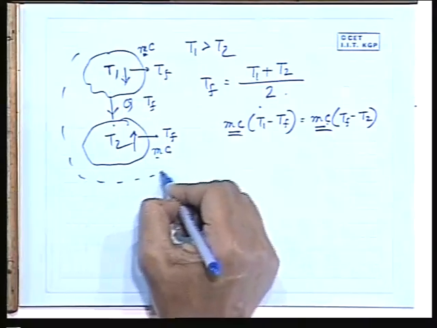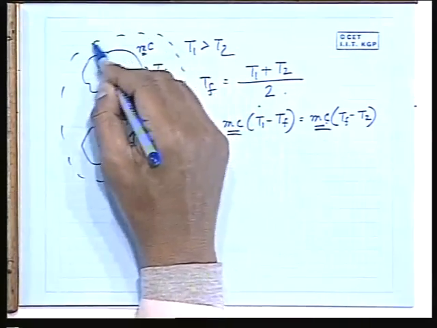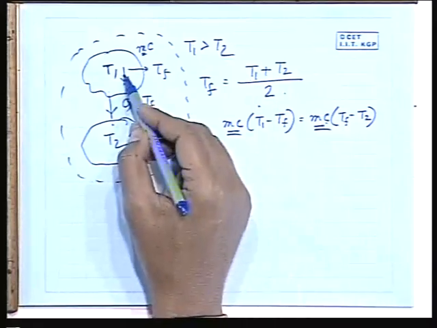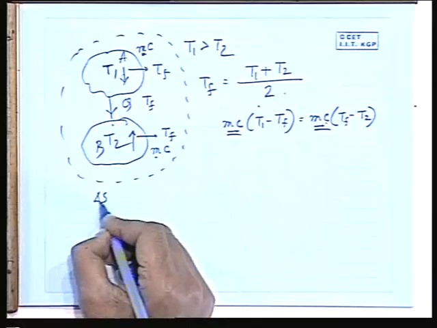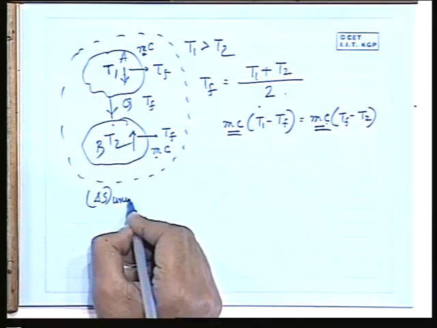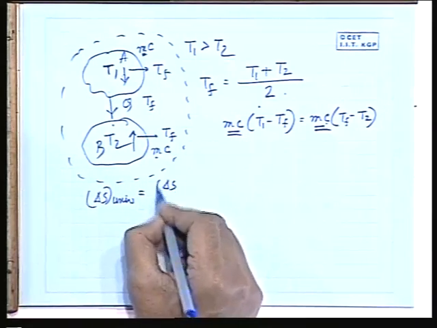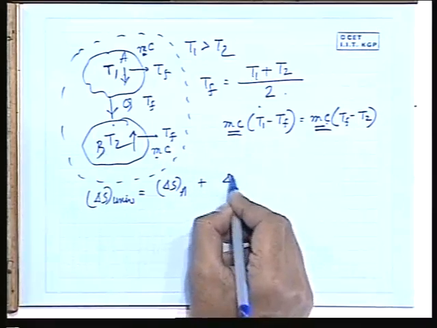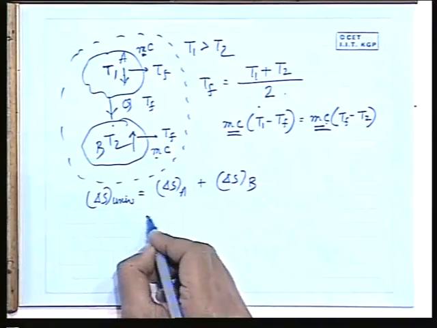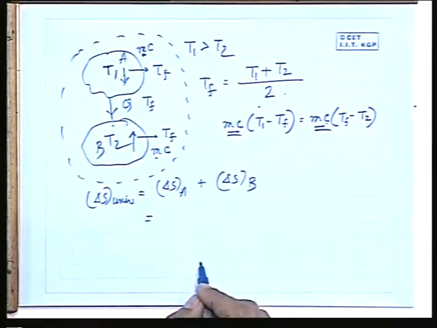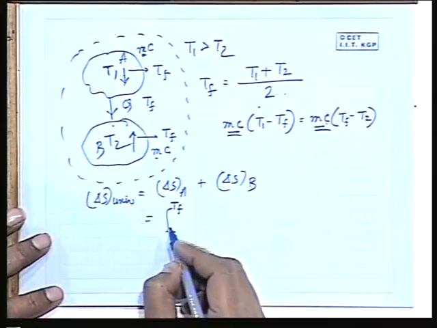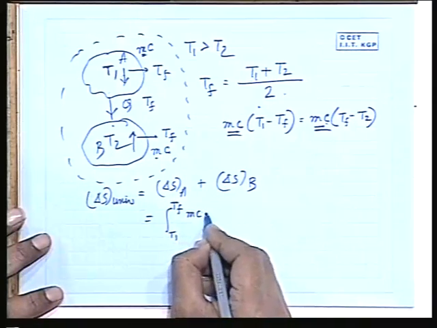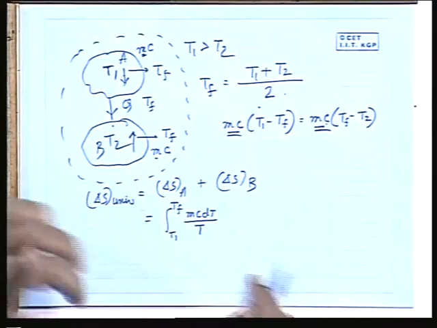Now, what is the universe? Consisting of this, let this body be A, let this body be B. Then you write delta S universe is equal to delta S A plus delta S B. How to find out delta S A now? Tell me. Integral T1 to Tf, how to write delta Q? m c dT by T.